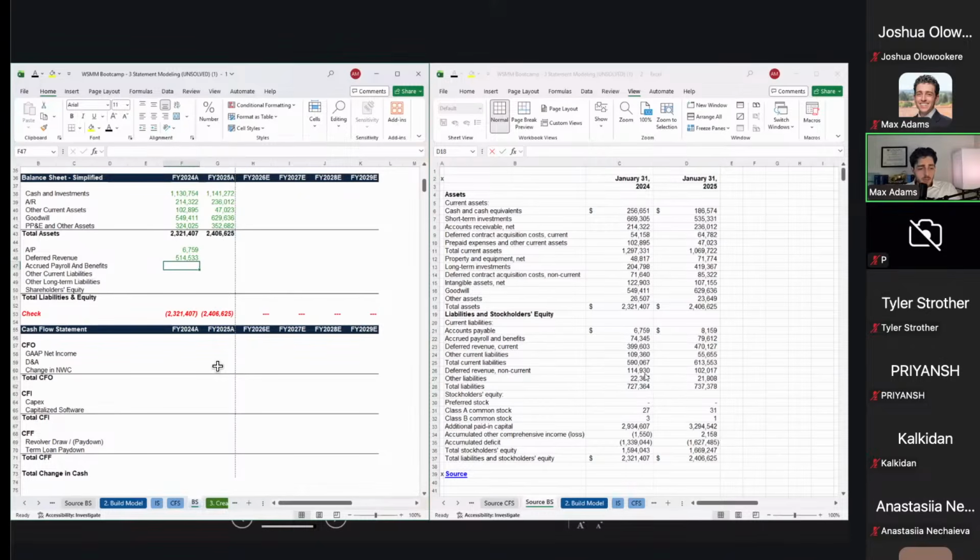And then we've got accrued payroll and benefits. So that's going to be the next one here. And then we've got other current liabilities, which is going to be this 109. And then we've got the other long-term liabilities, which is going to be maybe this 22. And then we've got the shareholders' equity, which is going to be basically this 1594. It's the sum of all this stuff above it. And so let's just sum that up real quick and see if we got everything. So that's the 2321 and the balance sheet balances there.